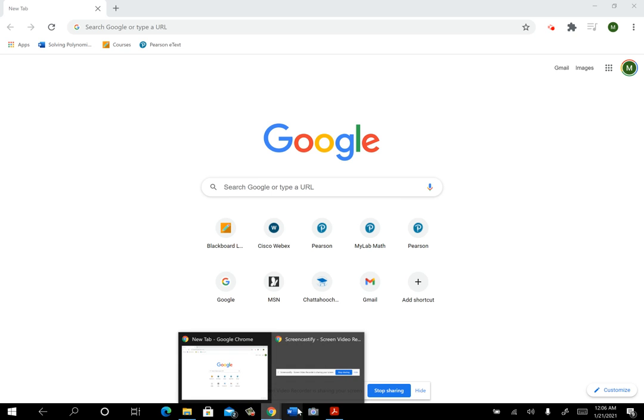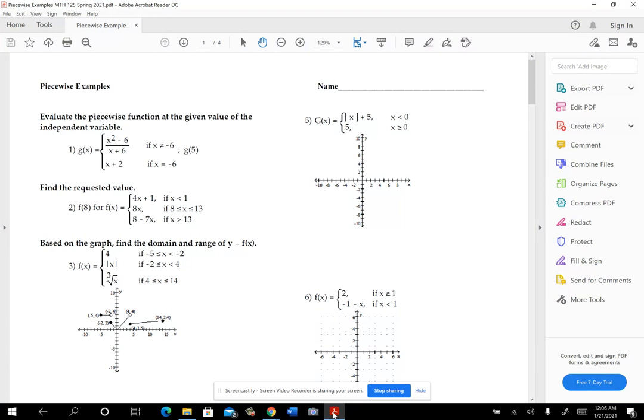Okay, so piecewise functions are also real popular when you're dealing with limits. And so I wanted to just go over a few things about piecewise functions. Piecewise functions are functions like, take a look at these, like 1, 2, or 3, where you have different rules for various parts of the coordinate plane.